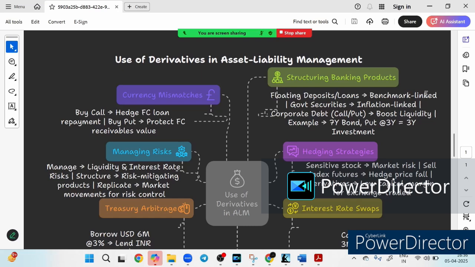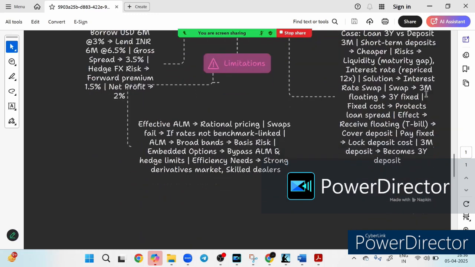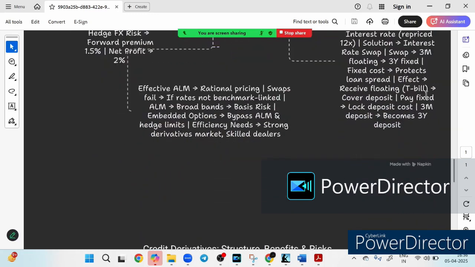This is very important. Government security should be inflation linked. Corporate debt can either be call or put option, right? So I told you the limitation also, I told you the advantages also. That is all we have seen in this particular slide. You can see the efficiency, right? The 2 pages of the Macmillan book are just covered in one single slide, every aspect, right?